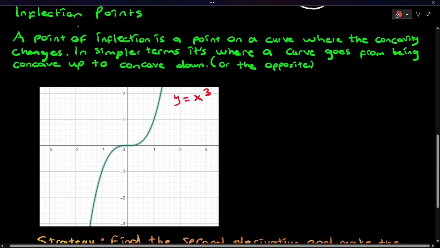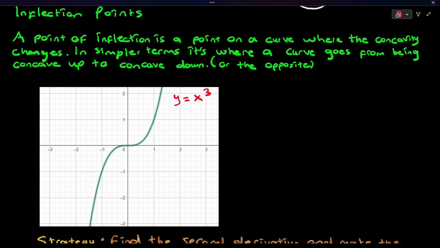Another important definition for us: inflection points. A point of inflection is the point where the curve changes its concavity. In simpler terms, it's where a curve goes from being concave up to concave down.